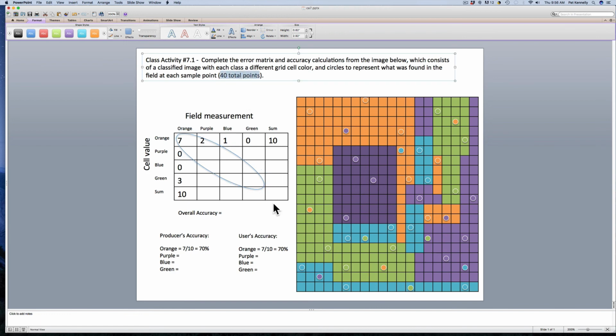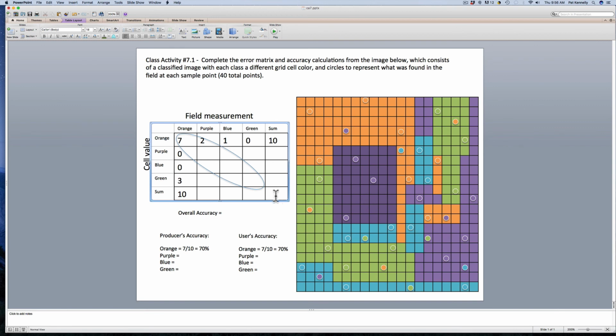So we already know what we're going to get in the end here, 40. And then once we sum up all the ones correct and divide it by 40, that's going to be our overall accuracy, which we'll put here. These two sums should also add up to 40, the sum along the bottom and the sum along the side. So your job will be to finish filling in this error matrix and then report on the producer's accuracy, the user's accuracy, and then the overall accuracy for this interpretation.